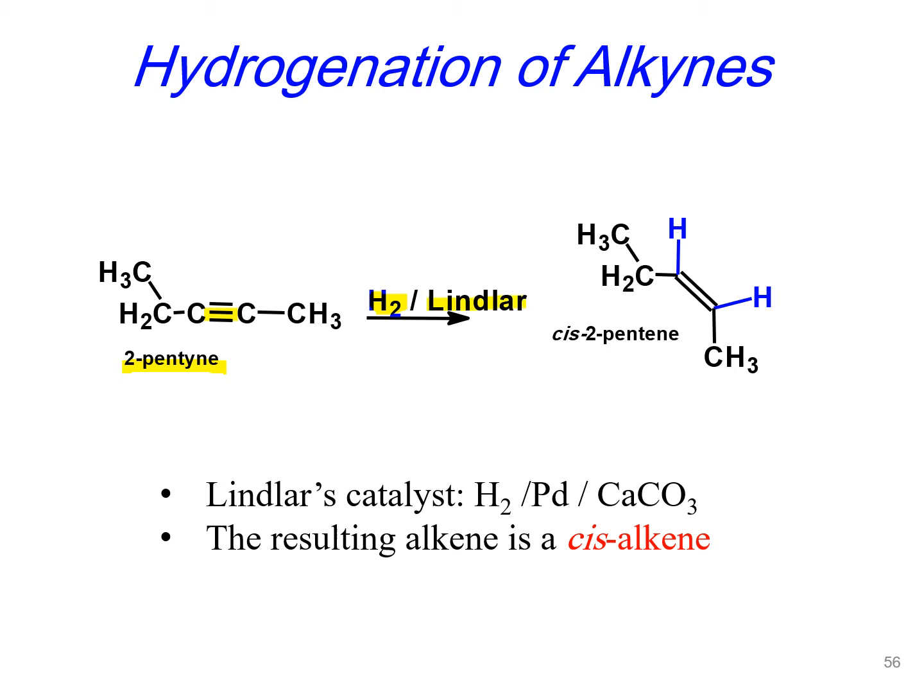And as we saw in the previous slide, Lindlar catalyst is palladium plus calcium carbonate. That is its composition. So one hydrogen will be added to each carbon atom, and this will result in a pentene from the pentyne, and this will be a cis molecule. So cis-2-pentene is the product of this partial hydrogenation in the presence of Lindlar catalyst.